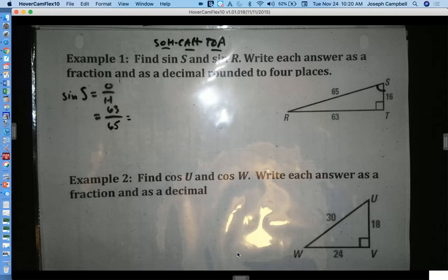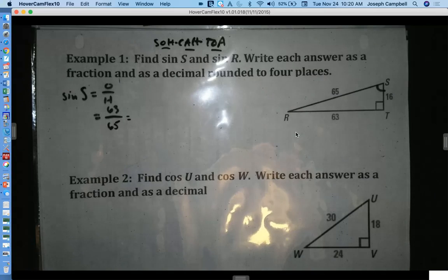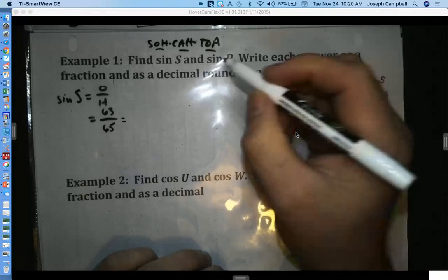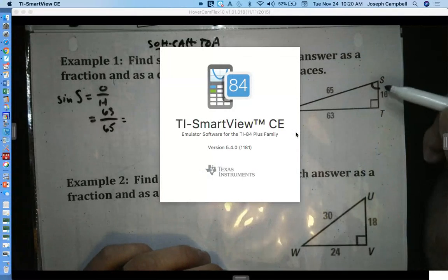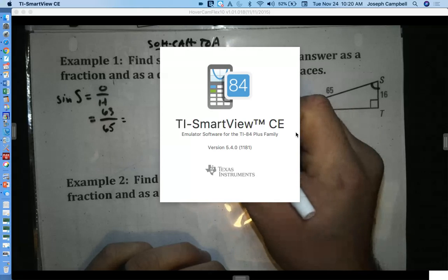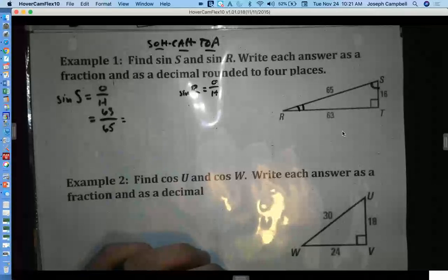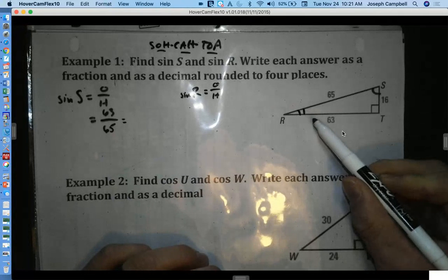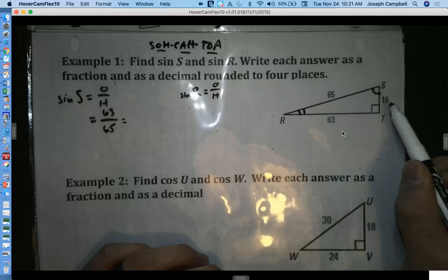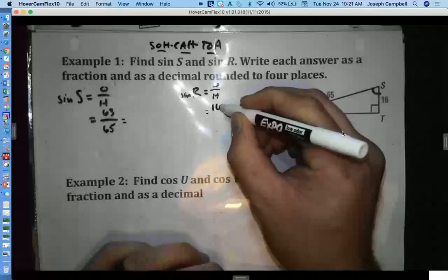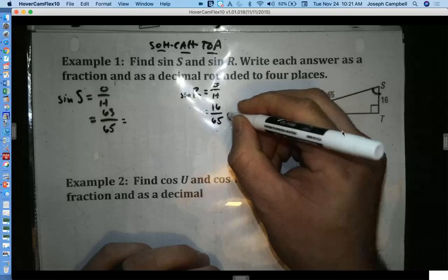Do I have a calculator open? No, of course I don't. It'll take 10 minutes for it to open, but whatever. Let's get sine of R while we're waiting. Sine of R. So it's still opposite over hypotenuse, right? But now we're looking at a different angle, R. Oops, sorry. So in relation to R, what's the opposite side now? Well, it's not 63, right? That'd be the adjacent side. 16 is the opposite side. What's the hypotenuse? 65, as it was before. So let's see what those decimals are.